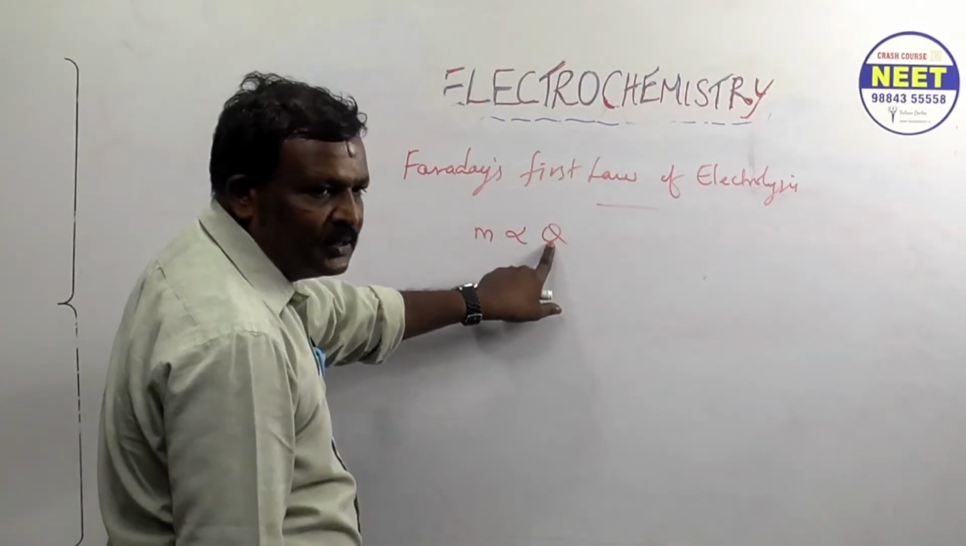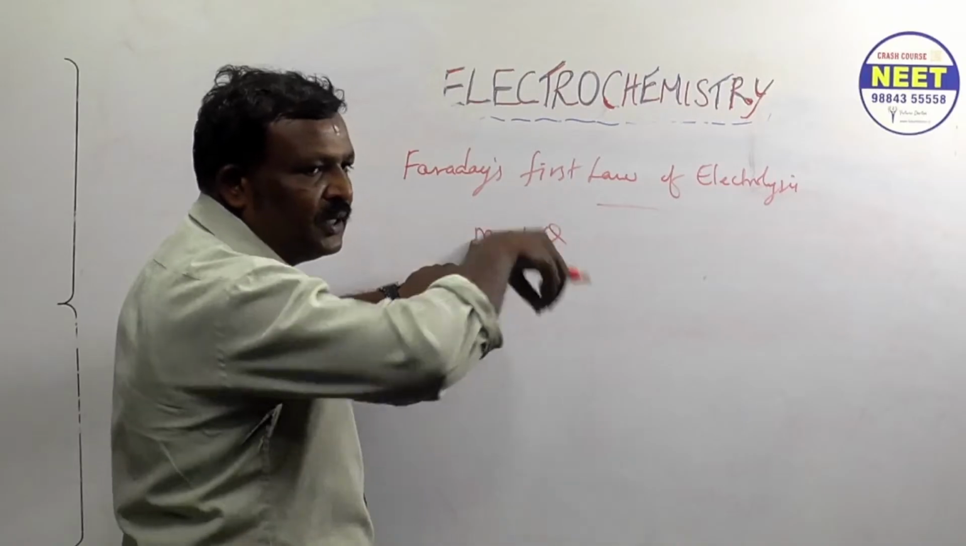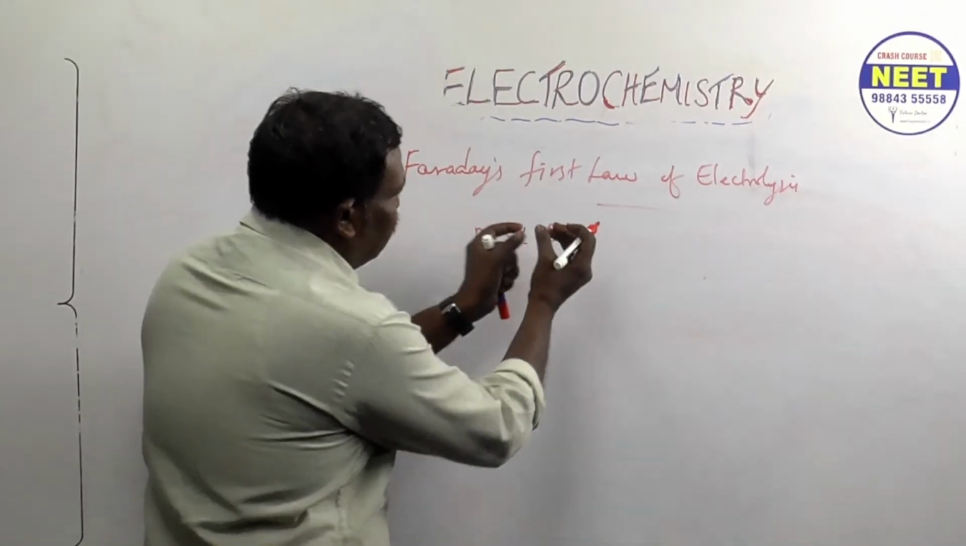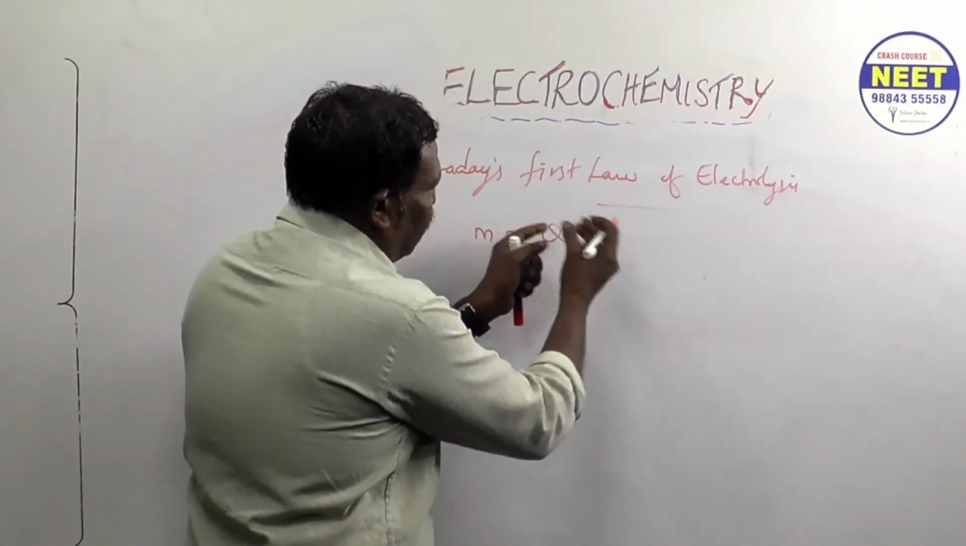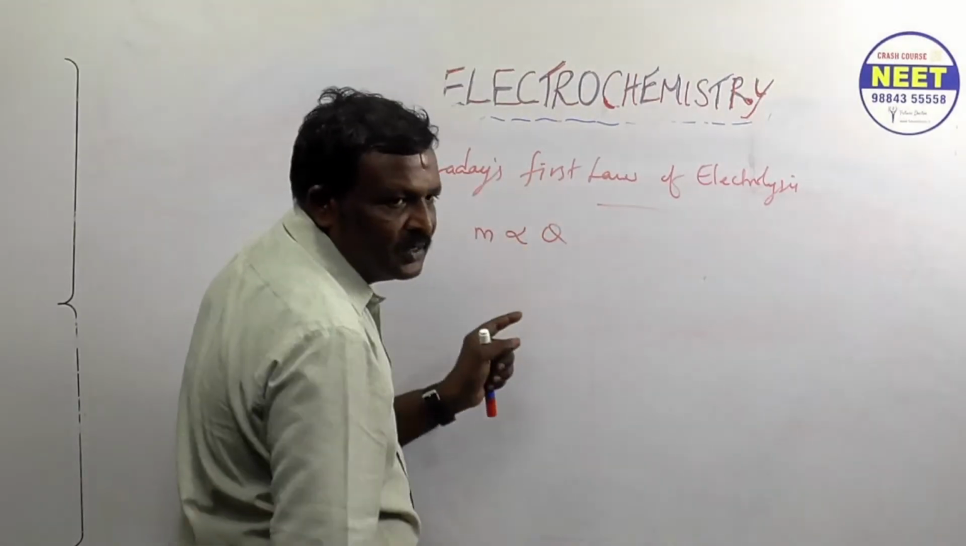Q is called quantity of electricity. M is called mass of the substance deposited at the electrode. If you pass more electric current, the mass of the substance deposited at the electrode also increases.